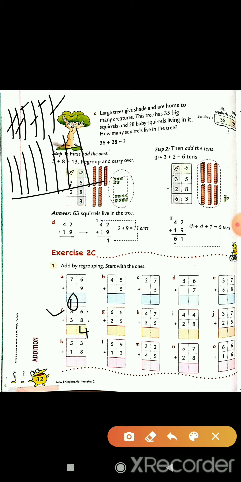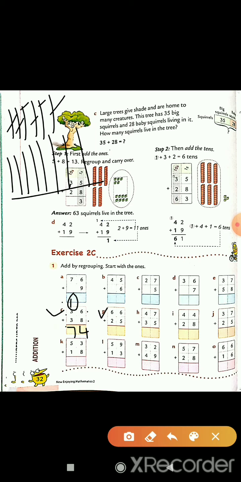Now add tens 1, 3 and 3. 3 is repeated. Remember doubles in the earlier part we did. So what is the double of 3? 6. And 6 plus 1 will be 7. So your answer is 74.